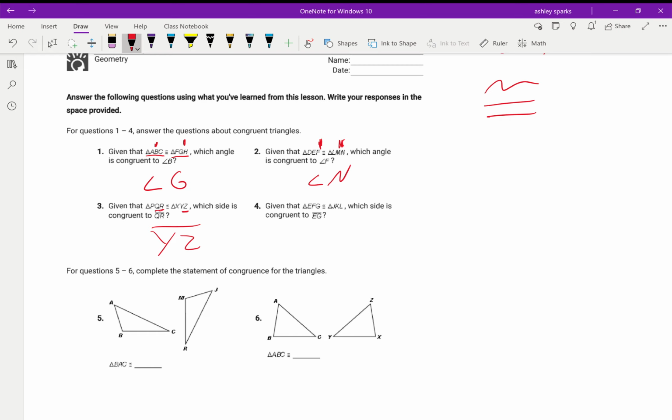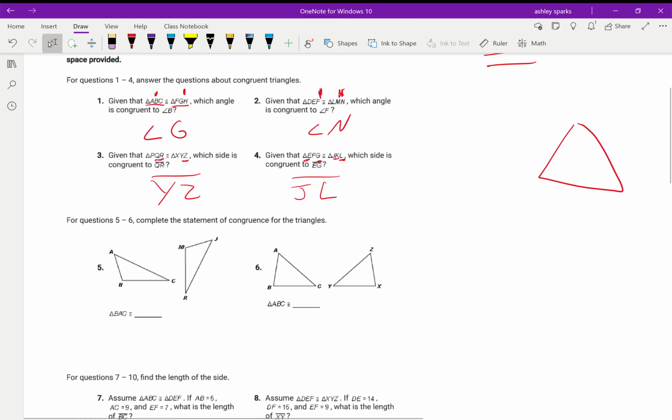I'll do my next one. This one's a little funny, right? I got E and I got G. They're split up. But remember, a triangle is going to connect all the way around. It's just how we have to write it. Which means when I talk about which segment is congruent, I want the one in the front, so that's J, and I want the one in the back, that's L. So JL would be congruent to EG. So you just have to match.